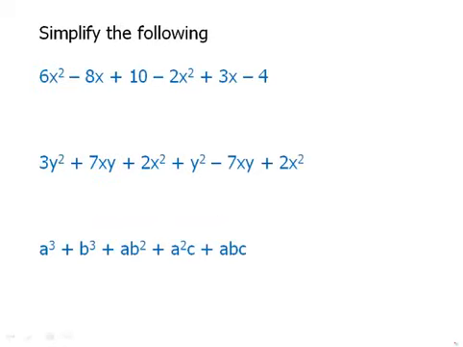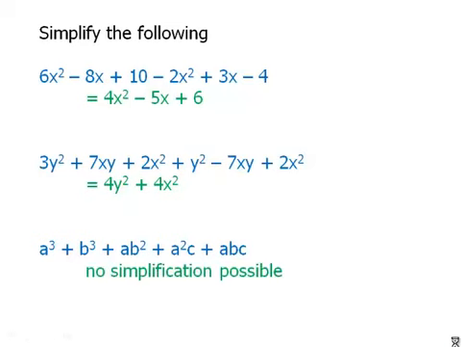So now, pause the video and simplify these, and then we'll talk about these. In the first one, we have to group the like terms, and it simplifies to this. In the second one, we have to group the like terms, and it simplifies to this. In the third one, it turns out there's no simplification possible because no two terms are like terms. So that's as simple as it gets right there.